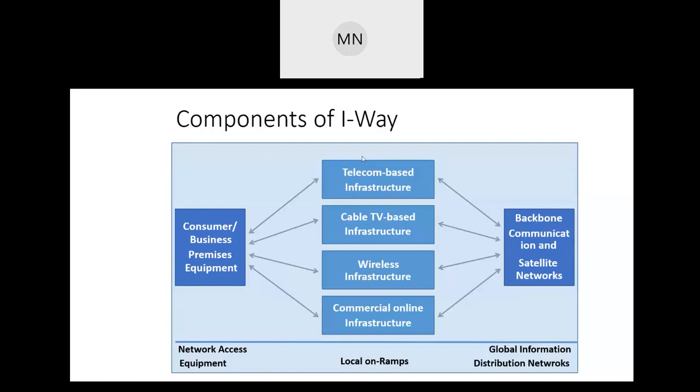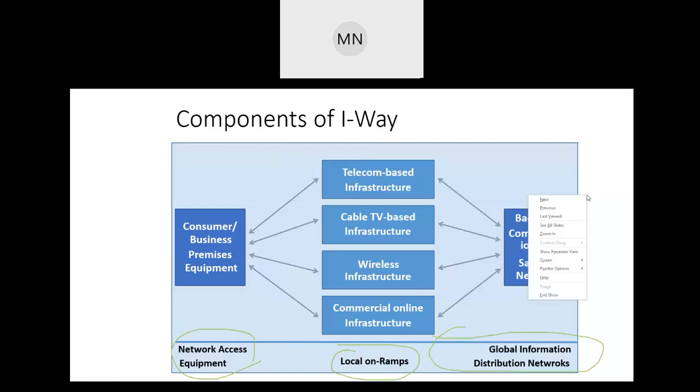Okay, so the components of information highway are: network access equipment, local on ramps, and global information distribution networks. These are the three components of information highway. In short, it is called highway.